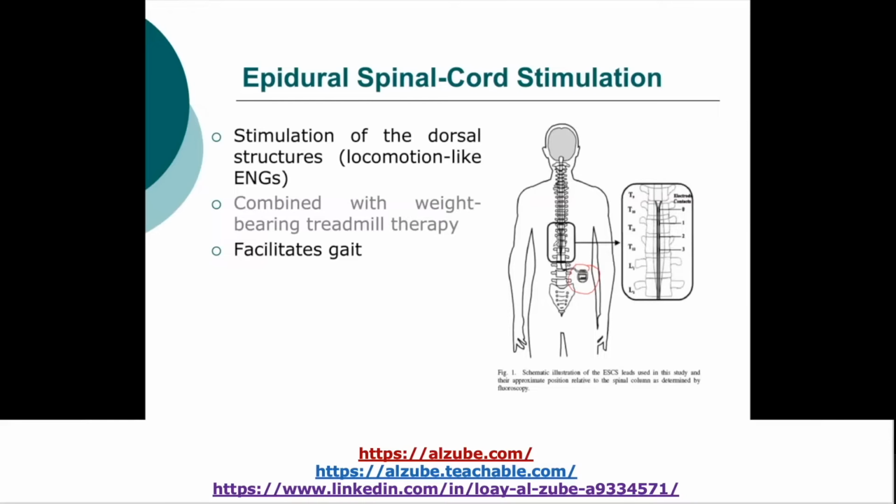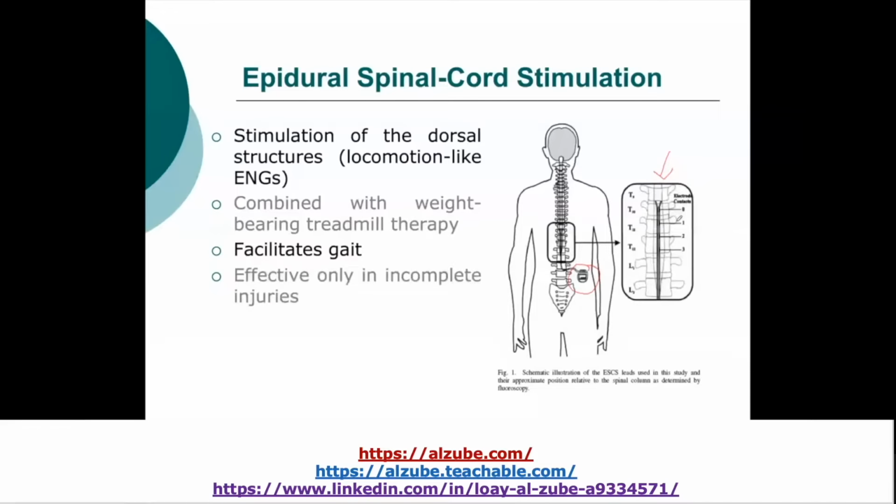And if you look at the image to the right here, it tells us where we are going to place these electrodes that will stimulate the nerves of the spinal cord. Those are the thoracic and those are the lumbar vertebrae. So it's a very effective tool to facilitate gait, and it's effective only in incomplete injuries.